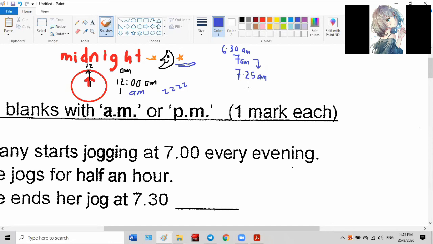Okay, then 7 a.m. is your school, and then you study until what time? 12 o'clock, but that 12 o'clock afternoon is very, very hot. The sun is directly above our head. 12 noon, right? 12 noon is called what? 12 p.m. Get it? So 12 a.m. is midnight. Understand? 12 p.m. is noon. Do you understand? Are you listening?